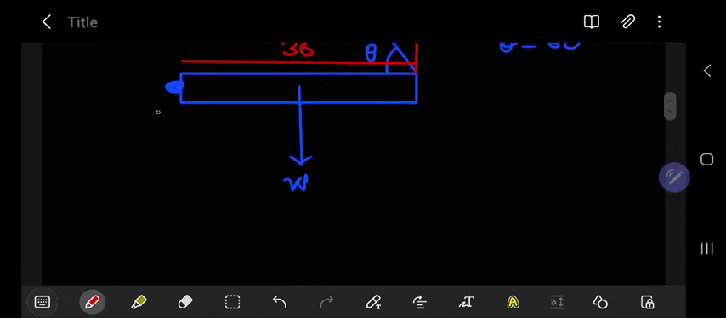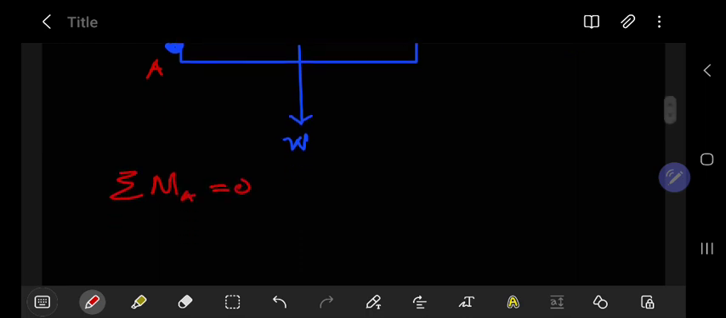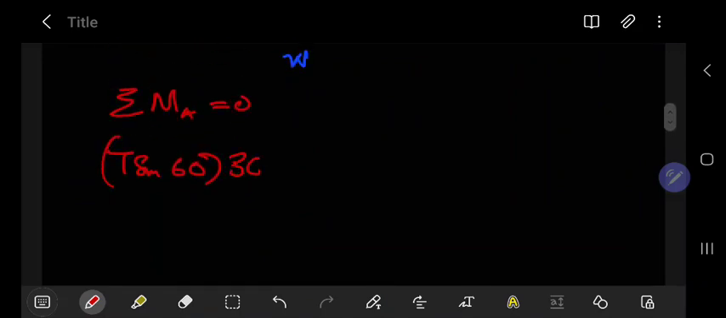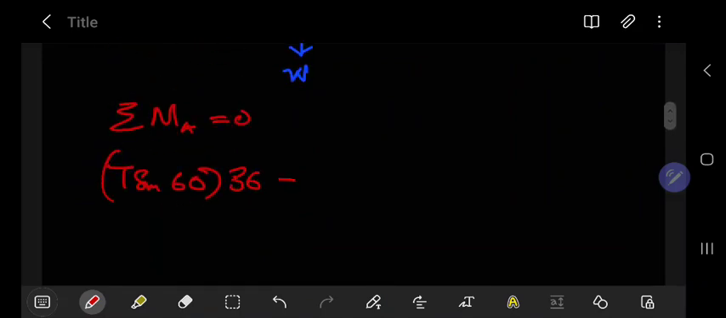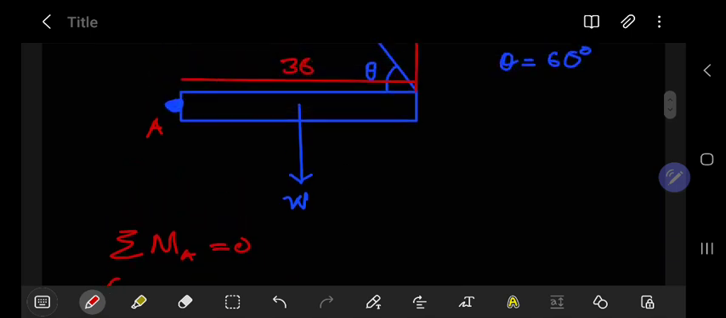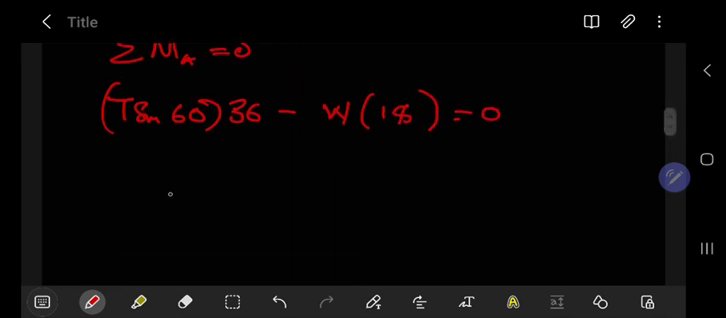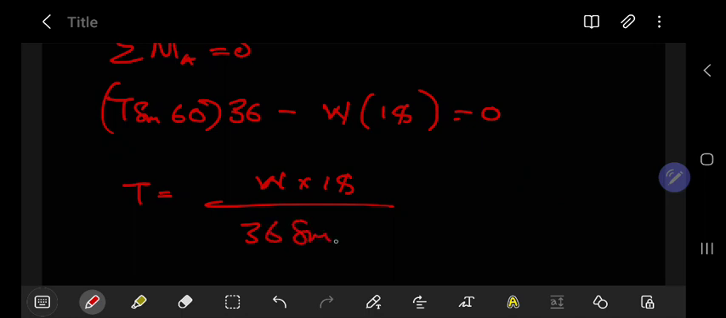So if we sum moments about point A here, sum of moments about A equals 0, we're going to have T sine 60 multiplying 36 meters. Now, this is clockwise, so we're taking it as positive, but the weight will be causing counterclockwise moments, or minus, then the weight, assuming it's on the middle again, this is going to be 18, equals 0. We see that from here, if we make T subject, we're going to end up with T equals the weight multiplying 18 divided by 36 sine 60.